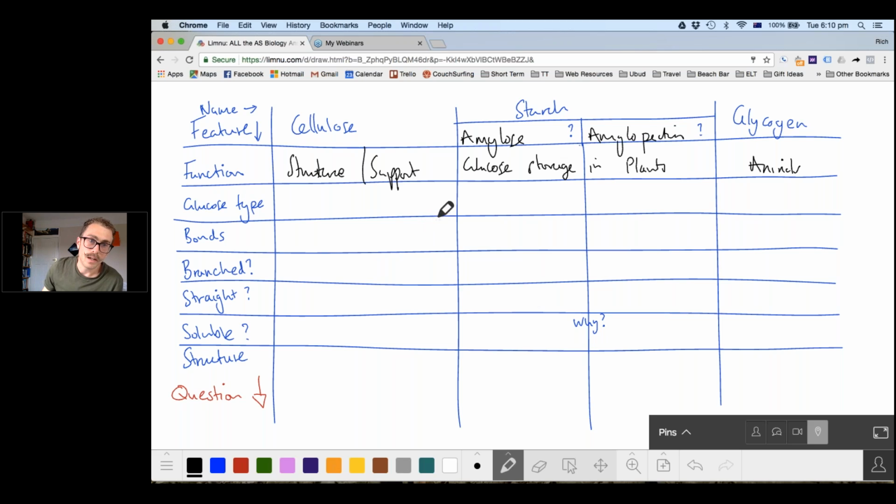Sweet. Okay. Glucose type, I've just been through this. They're all alpha, except cellulose, which is beta. Bonds. Straight up, they are all going to have the same bonds in it. I'm actually going to put it in red. Glycosidic. Now, in your notes, I would recommend writing it out a few times, just to cement it in your head.